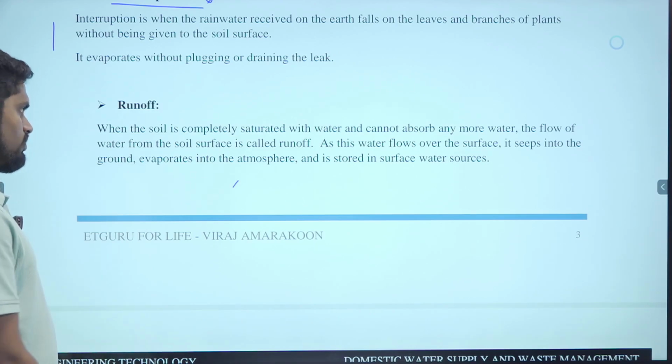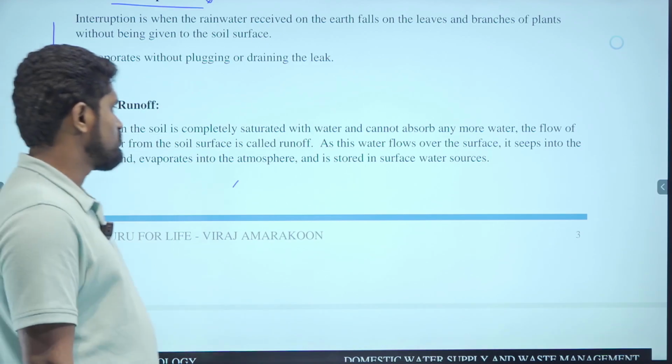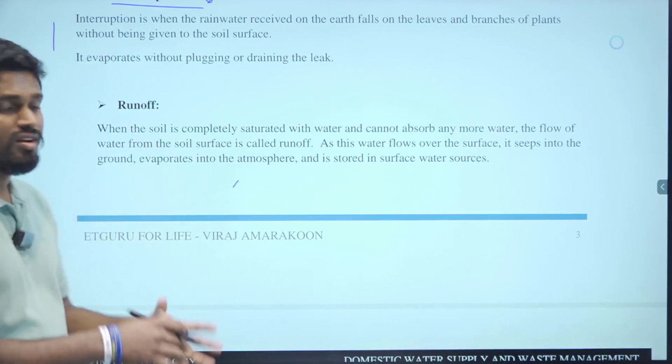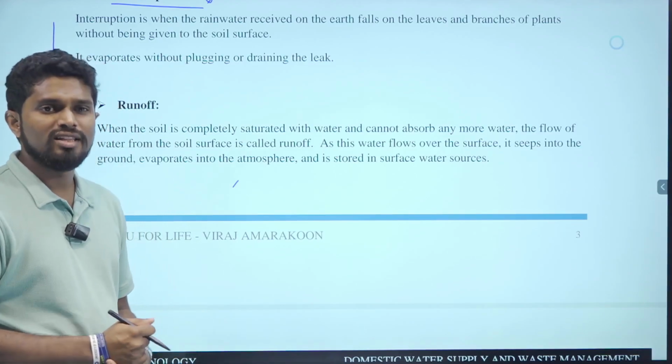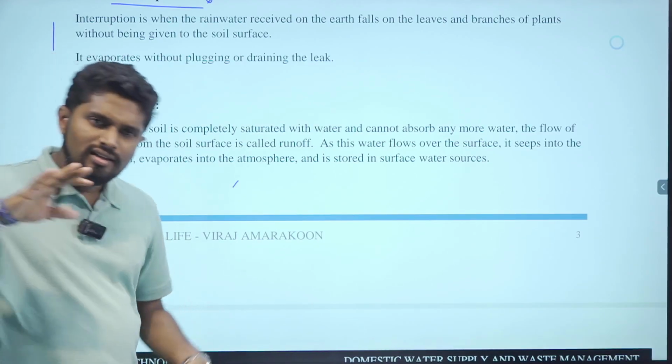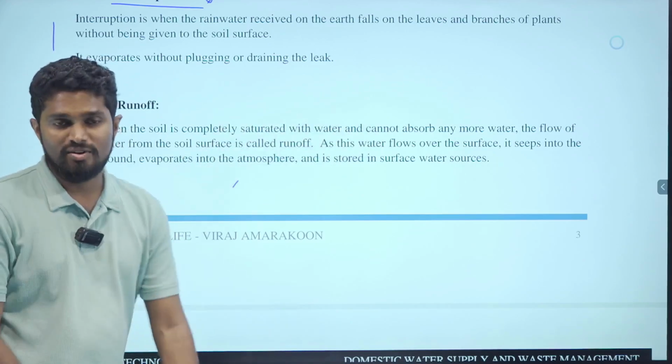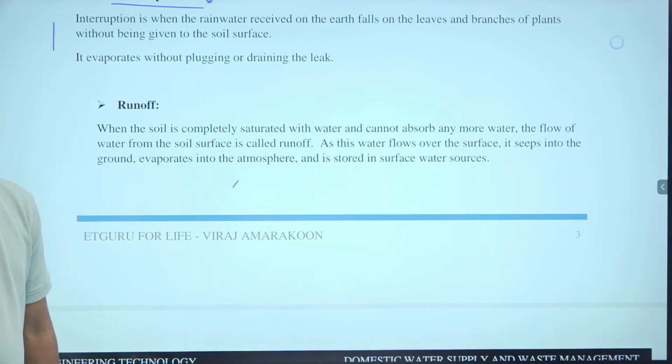As the water flows over the surfaces, it seeps into the ground, evaporates into the atmosphere, and is stored in the surface water. So what is runoff? The water cannot be absorbed because there is not enough room, so it runs along the surface. That's the process we can call runoff.